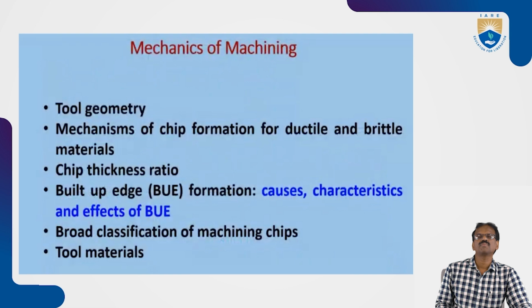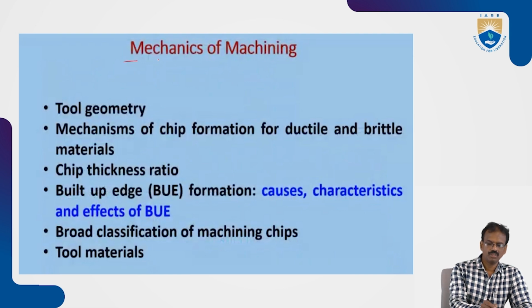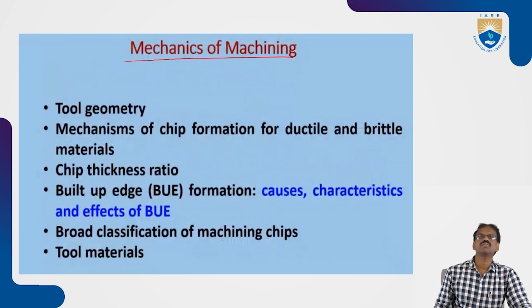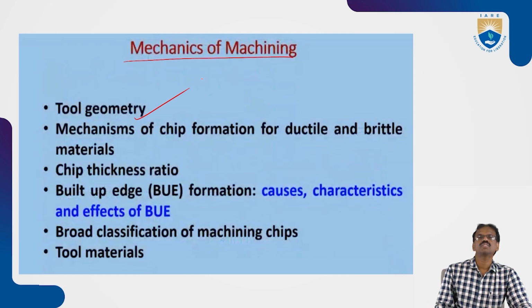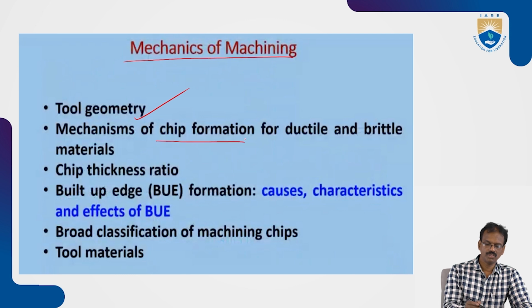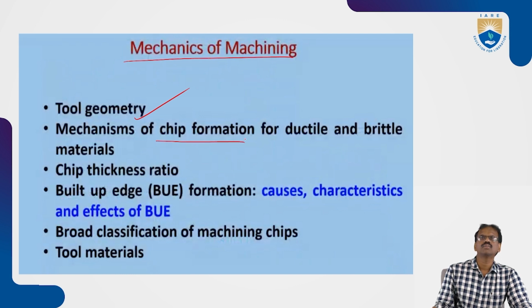mechanics of the machining. Okay. So for the machining processes we require the tool geometry. We should know, for the machining, which type of tool should be used. So that is very important. Next is the mechanism of chip formation: what type of chips are formed for ductile materials and brittle materials.